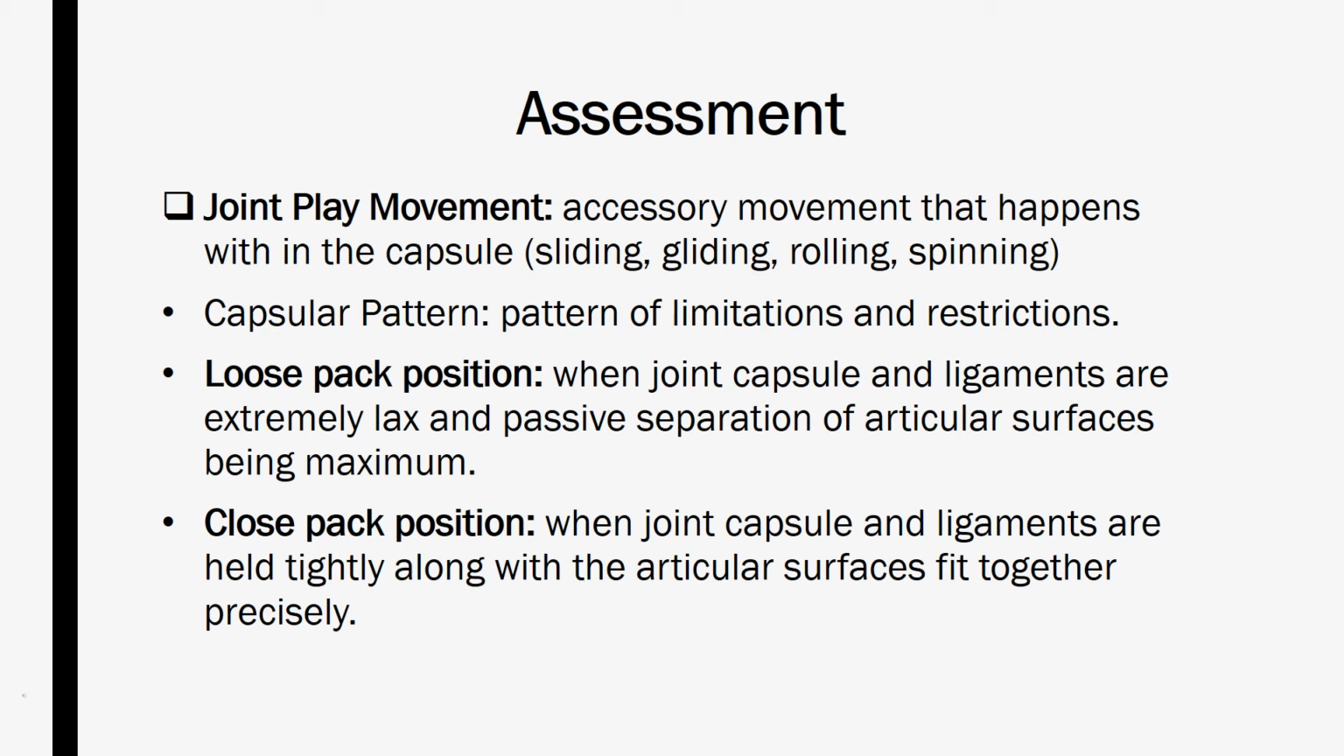These are accessory movements that happen within the capsule. This includes sliding, gliding, rolling and spinning. Capsular pattern are the patterns of restrictions and limitations. There are two types of positions, loose pack position and close pack position. Loose pack position is when joint capsule and ligaments are extremely lax and passive separation of articular surfaces is maximum. Close pack position, when joint capsule and ligaments are held tightly along with the articular surfaces fitting together precisely.